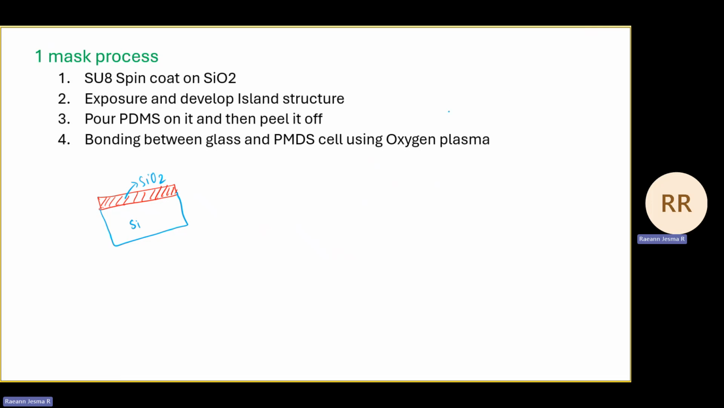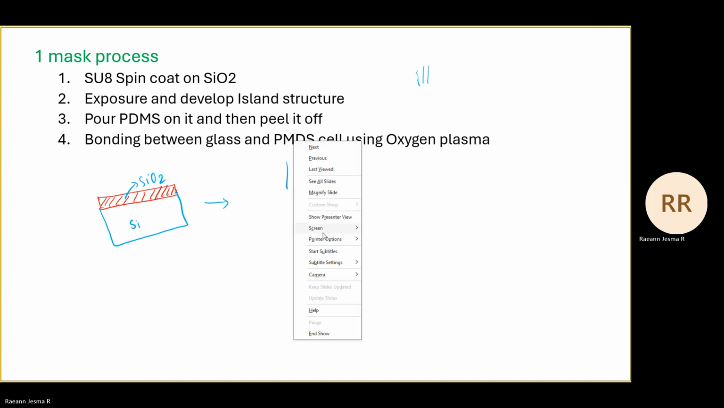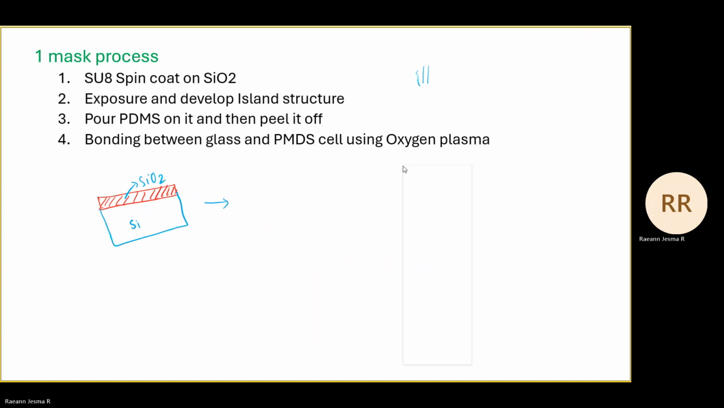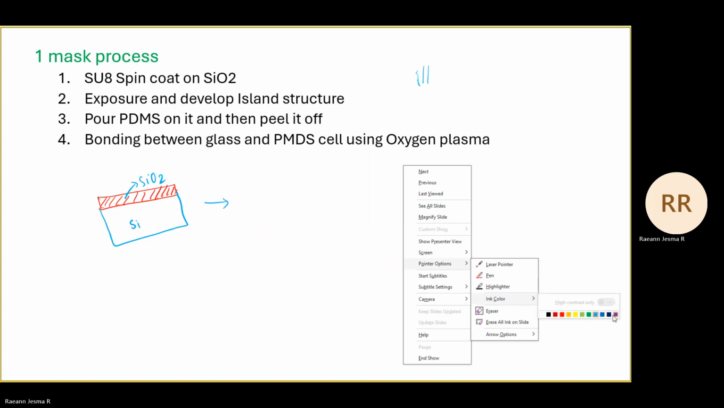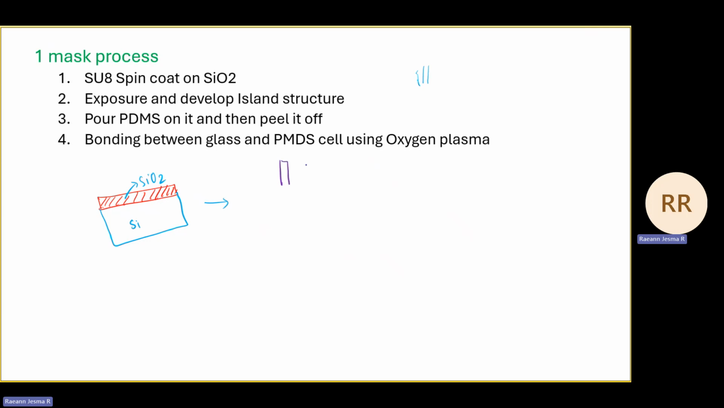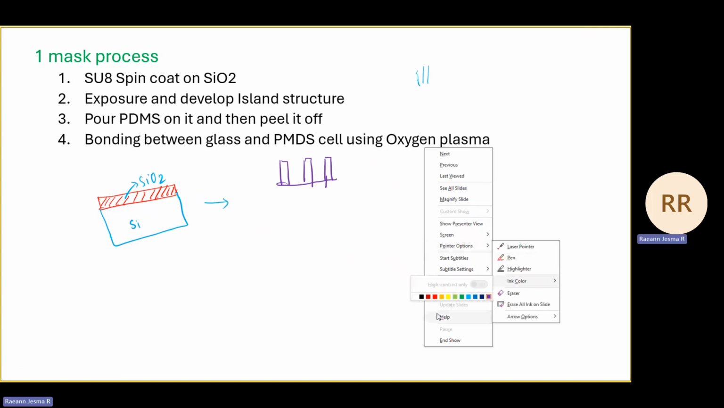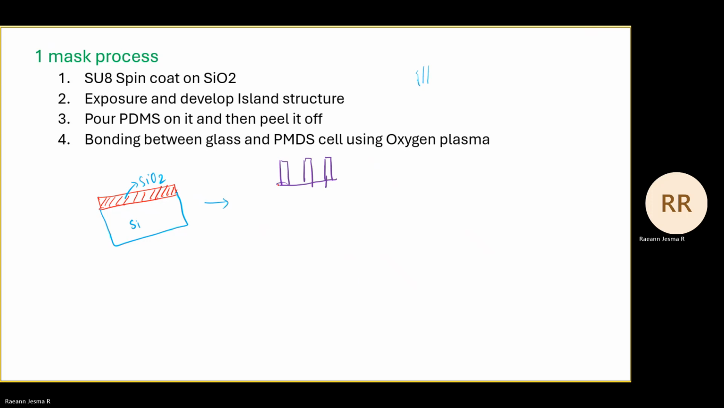ratio structures. So if you want channels which are narrow but have a large height, then you can use SU8. In the second step, we will expose and develop an island structure. So we'll have some kind of island structure like this using SU8, and then we will have the silicon dioxide region and then silicon. So this is after development.